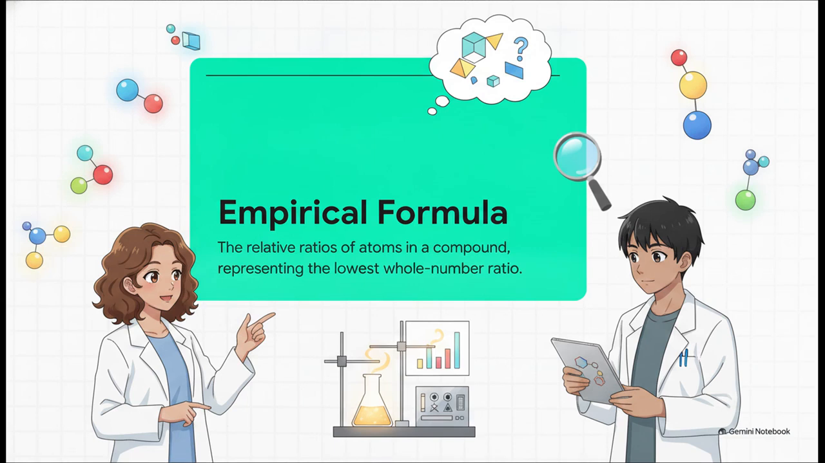So let's nail down what this actually means. An empirical formula gives us the relative ratios of different atoms in a compound. It's literally the lowest, most reduced whole number ratio of elements. Think of it as our foundational clue. When chemists first analyze a substance, like, say, by burning it in a combustion analyzer, they get the relative amounts of each element. The empirical formula gives us these exact proportions, but it kind of leaves us hanging, you know? It doesn't give us the final, complete structure.